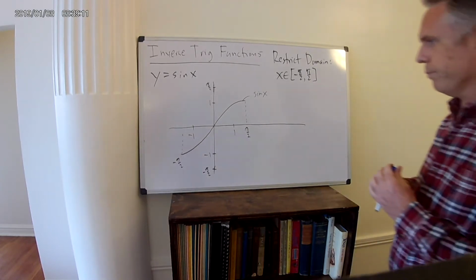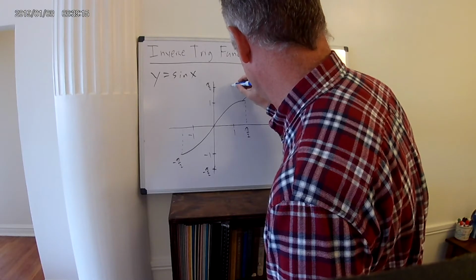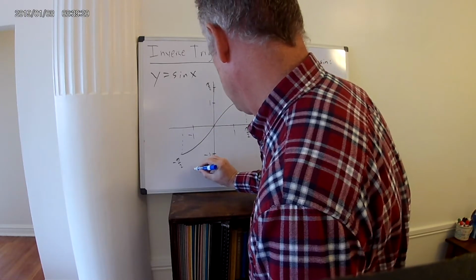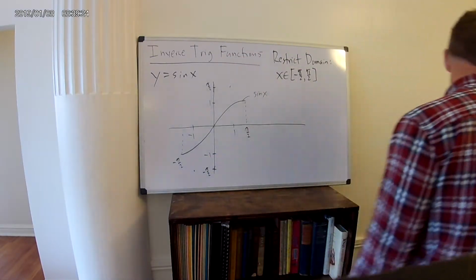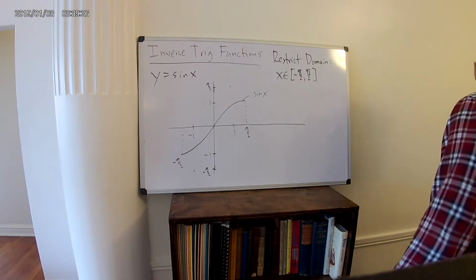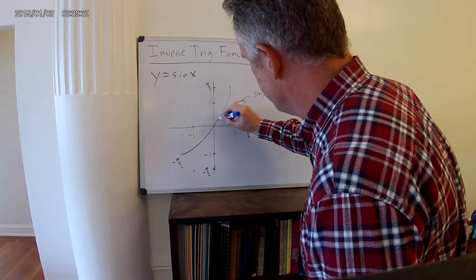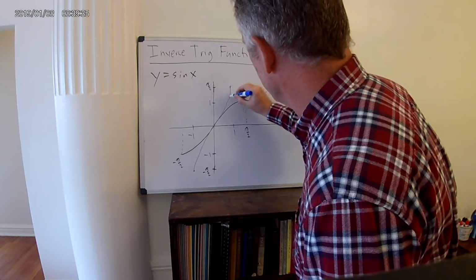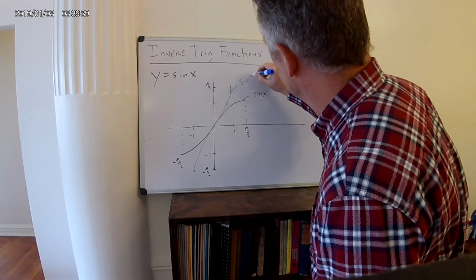So this is what inverse sine of x looks like. Okay, and what it does is it comes down like this. Then it switches over like that. I didn't draw that quite right, but this is now inverse sine of x.